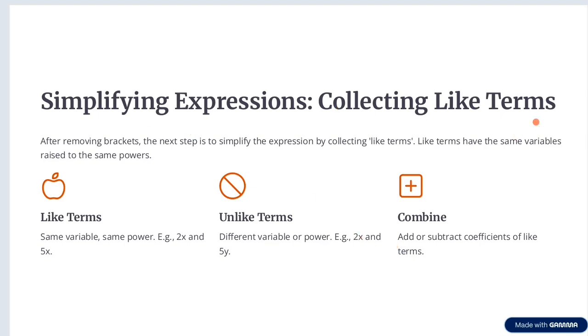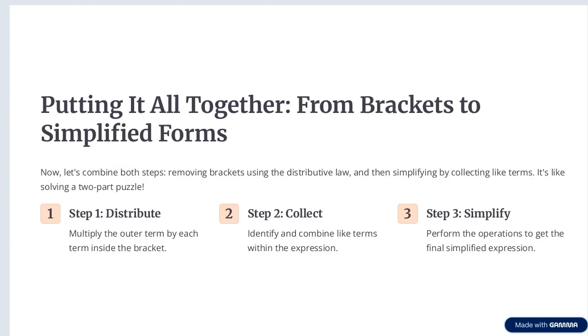Simplifying expressions, collecting like terms. We've done this before, but let's just go over it again. After removing brackets, the next step is to simplify the expression by collecting like terms. Like terms have the same variable raised to the same powers, for example 2x and 5x are like terms. Different variable or power, for example 2x and 5y, are not like terms; they are unlike terms. We add or subtract coefficients of like terms, and we have done this before.